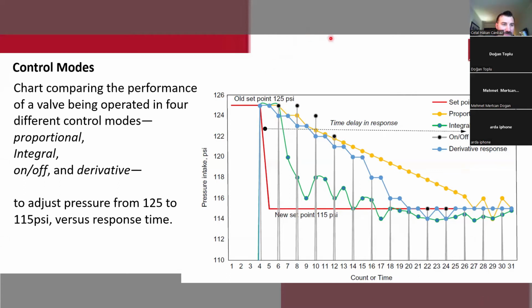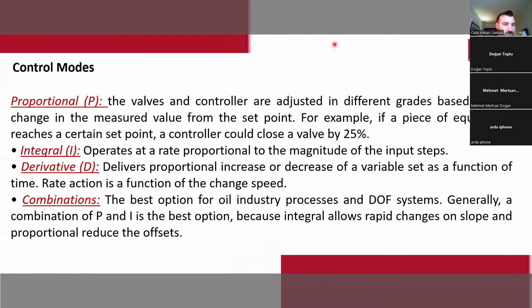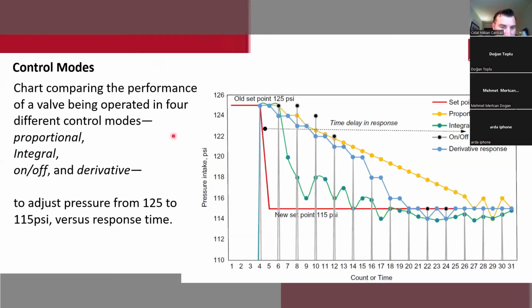So from this point, let me continue. For the proportional ones, the P ones, the valves and the controller are adjusted in different grades based on the change in the measured value from the set point. For example, if a piece of equipment reached a certain set point, the controller could close a valve by 25%. You can see this when you check the plot. Also, you can see how the response is for proportional.